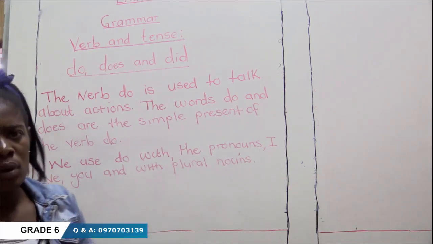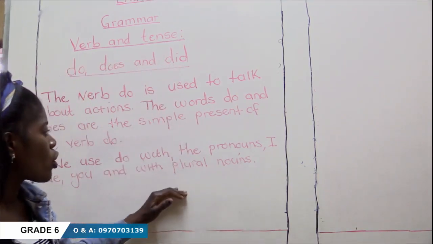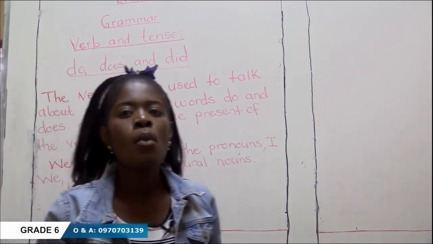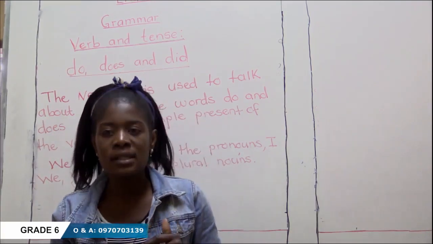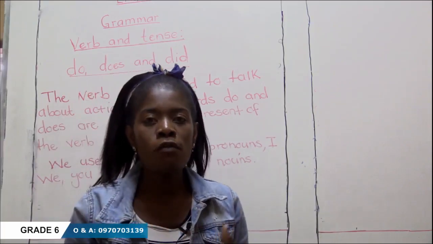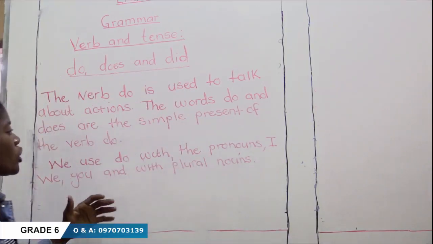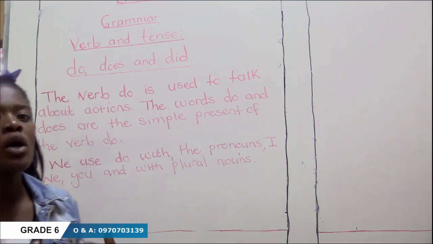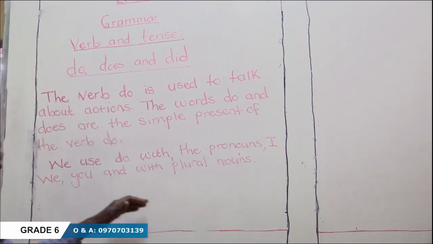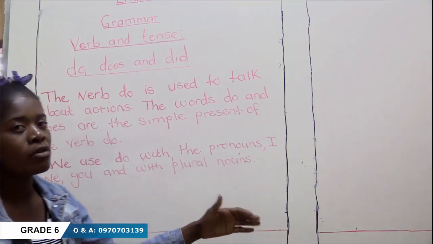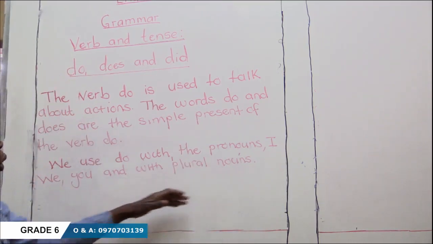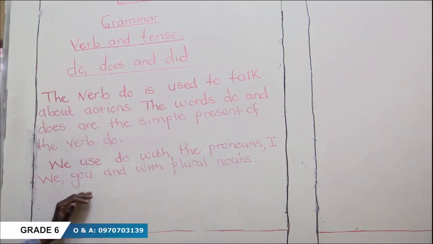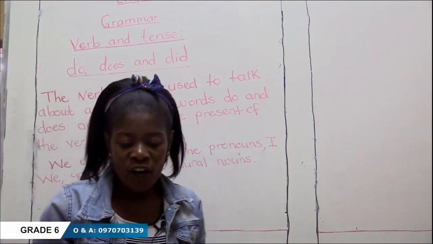What's a plural? What does this word mean? Plural means more than one. So you're talking about a lot of things. So this do, we use it with the plural noun, meaning if you are talking about more than one thing, we use do. And these are the pronouns that we use if you are using do: I, we, you, with a plural noun.